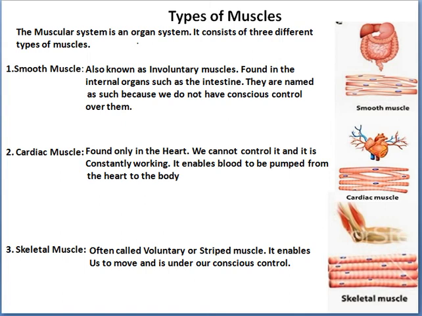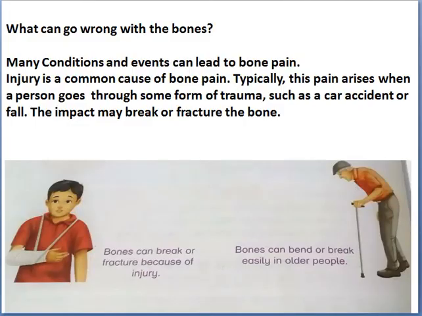Now let's see what goes wrong with bones if we don't take care of them. As we grow bigger, our bones get stronger. But they can break or fracture if you fall down badly or have an accident. In the same way, as we get older, our body gets weaker and the bones can bend or break easily in older people.